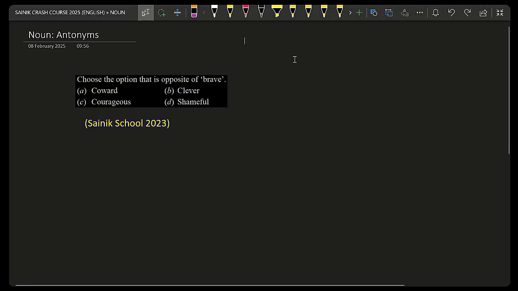Can you say the other words' meanings also, courageous and shameful? Clever means intelligence. Courageous means brave. That means courageous and brave are synonyms or antonyms? Synonyms. And what is shameful? Shameful means we did a mistake and we are feeling about it, right? Yes, sir. That is called shameful. Okay, good.